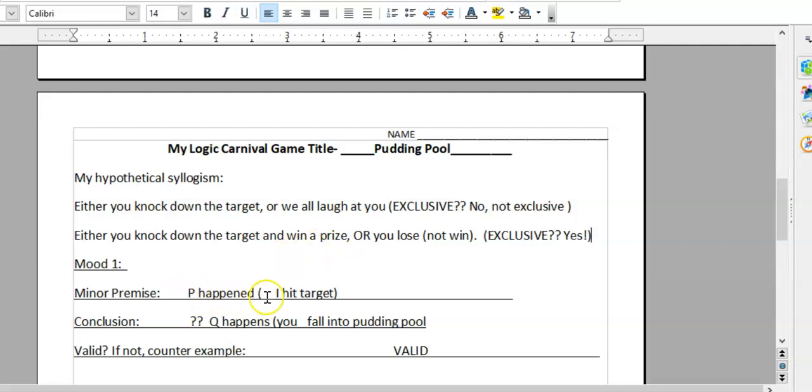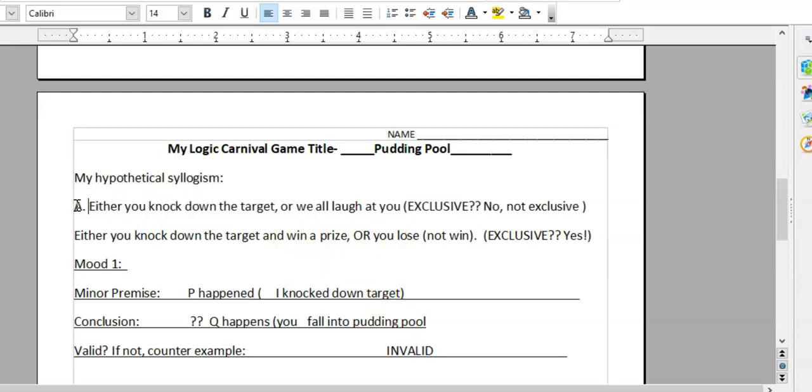Okay, so again, our major premises are the same. P happened. I knocked down the target. Try and use your exact words of what you used for your syllogism. So can we tell whether, if you knock down the target for the top one, we all laugh at you? No, when P happens, if they're not exclusive, it means Q could also happen. And so we would say in this case, this would be invalid for A if they're not exclusive.